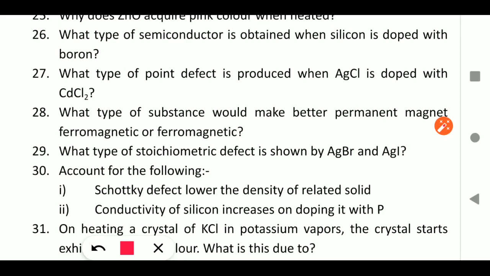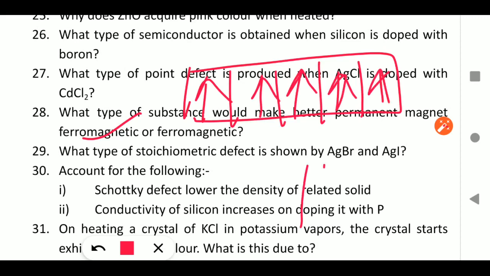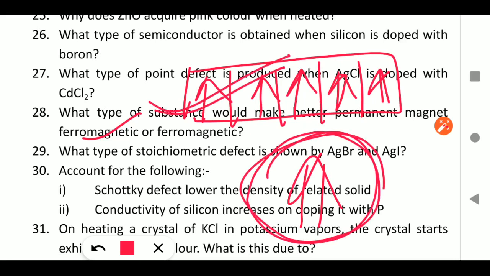Next, the 28th question, it is the third last question. What type of substance would make a better permanent magnet, ferromagnetic or ferrimagnetic? Last time I discussed ferromagnetic, because in ferromagnetic substances the magnetic moment of each electron is exactly parallel to the applied magnetic field, and it will remain as it is on removing the external magnetic field, so it has a slightly permanent magnetic character. So we will use this type of substance for the preparation of permanent magnets.